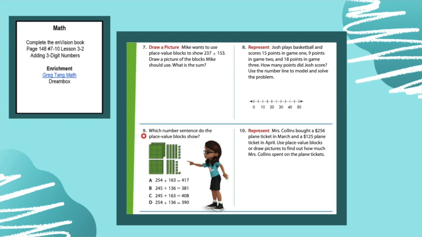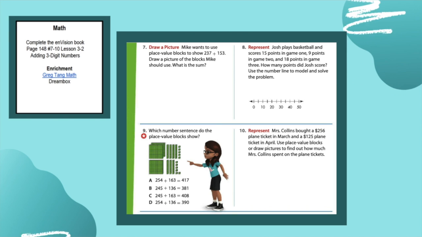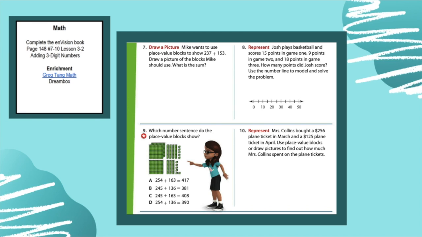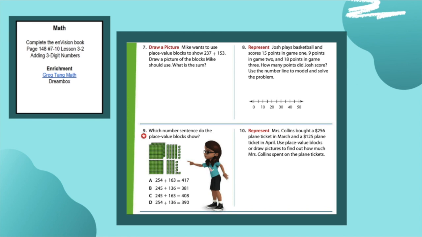This is what the Envision page looks like in your book, number 7 through number 10. So you'll see that these problems want you to do some different things, like draw a picture, use a number line, use base 10 blocks, draw pictures of base 10 blocks. So we're going to go over an example problem and show a couple of the ways that you can solve 3-digit problems.